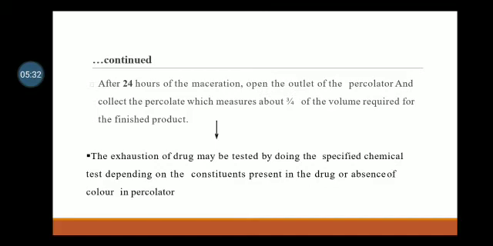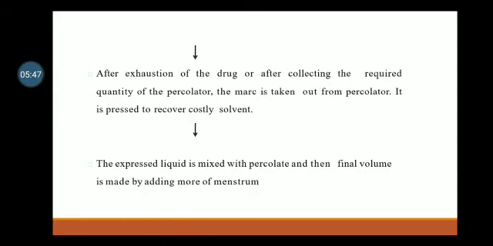The exhaustion of the drug may be tested by doing the specified chemical test depending on the constituents present in the drug, or by absence of color in the percolate. After exhaustion of the drug or after collecting the required quantity of the percolate, the marc is taken out from the percolator. It is pressed to recover costly solvent. Then the expressed liquid is mixed with percolate, and then the final volume is made by adding more menstruum.